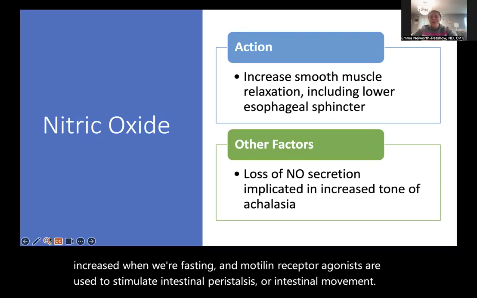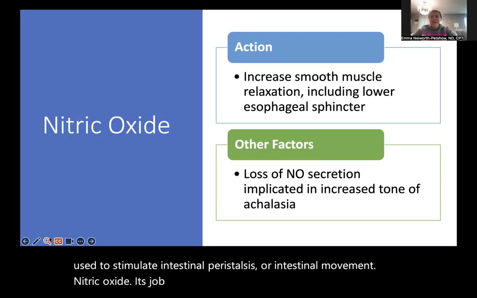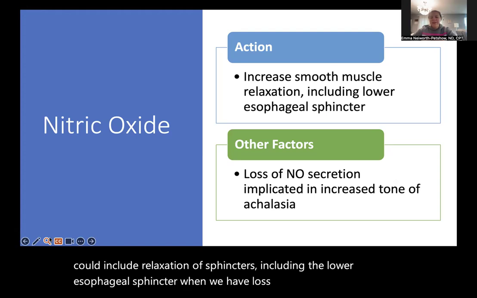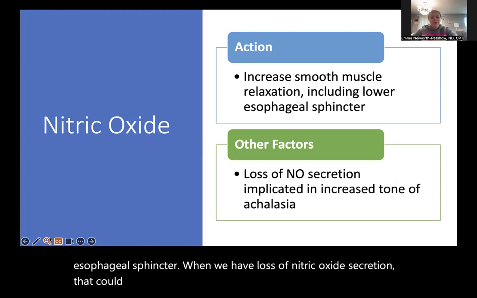Nitric oxide, its job is to increase smooth muscle relaxation, which could include relaxation of sphincters, including the lower esophageal sphincter. When we have loss of nitric oxide secretion, that could be implicated when we have too much tone, and we can see that in conditions like achalasia.